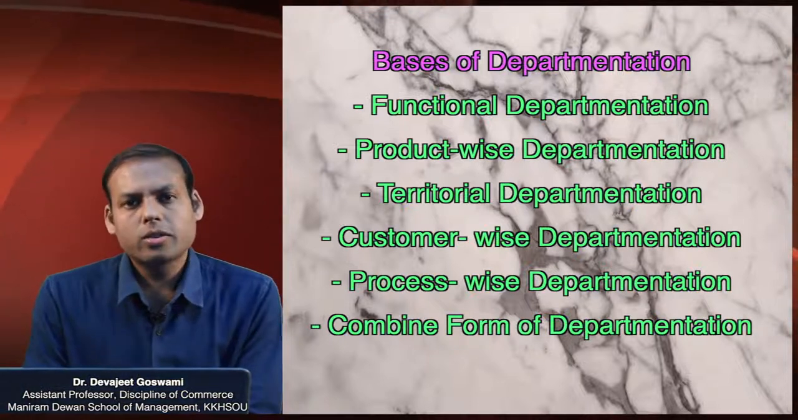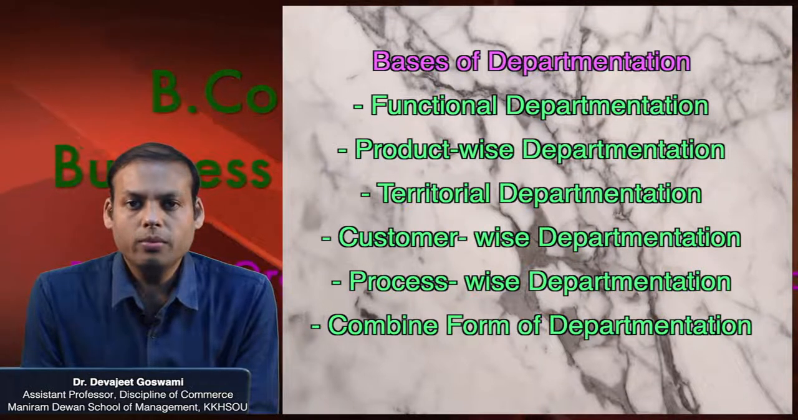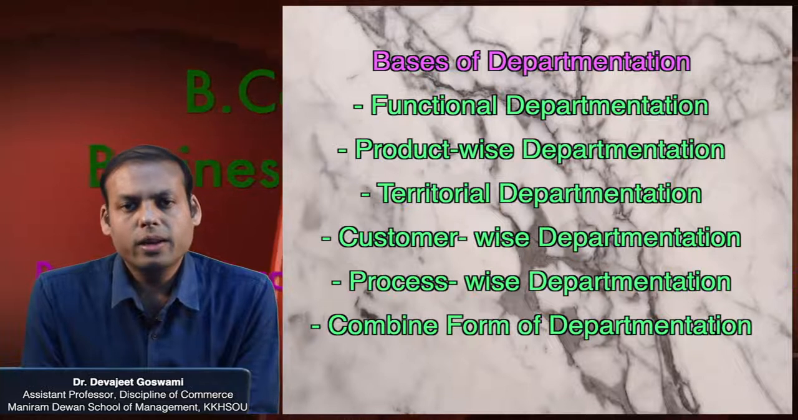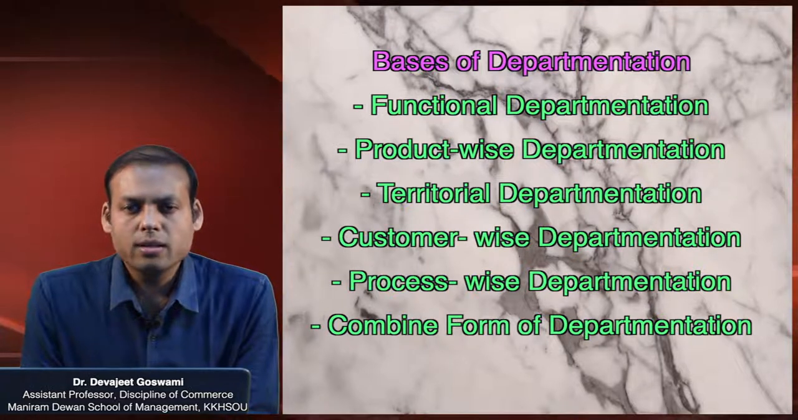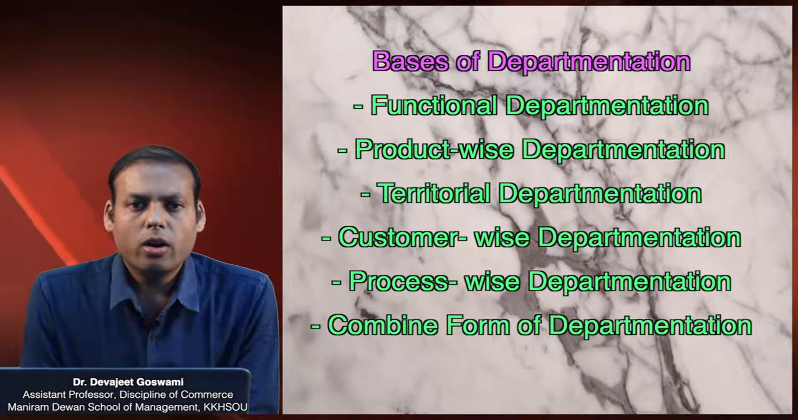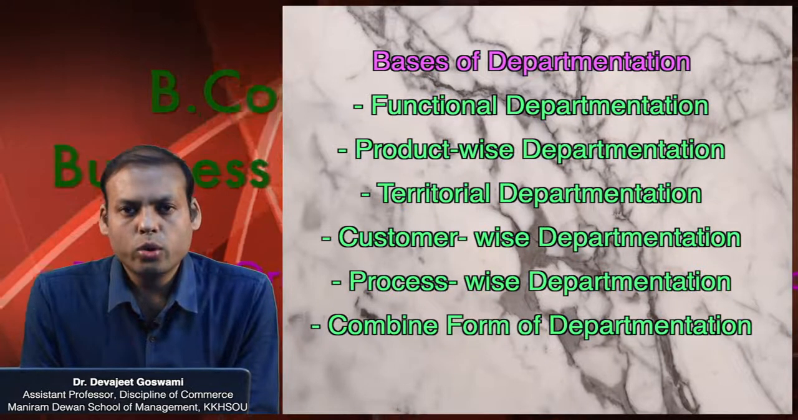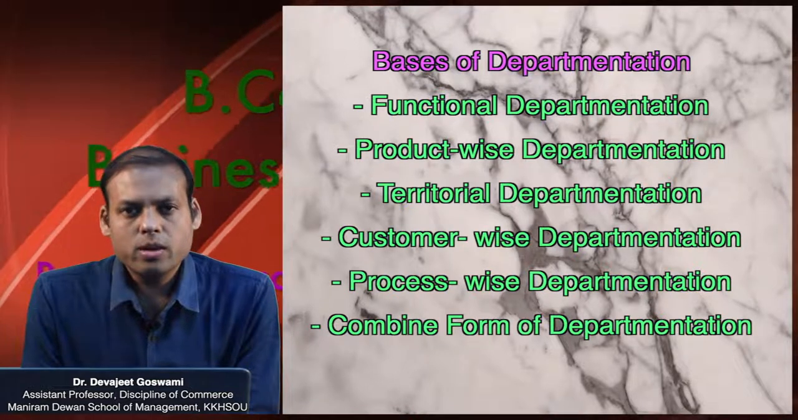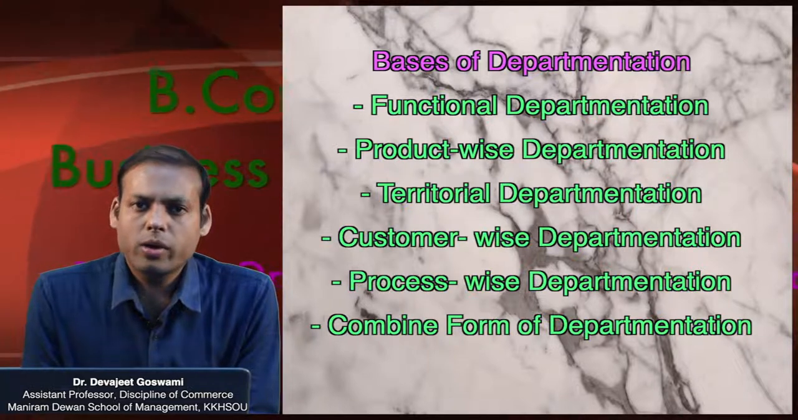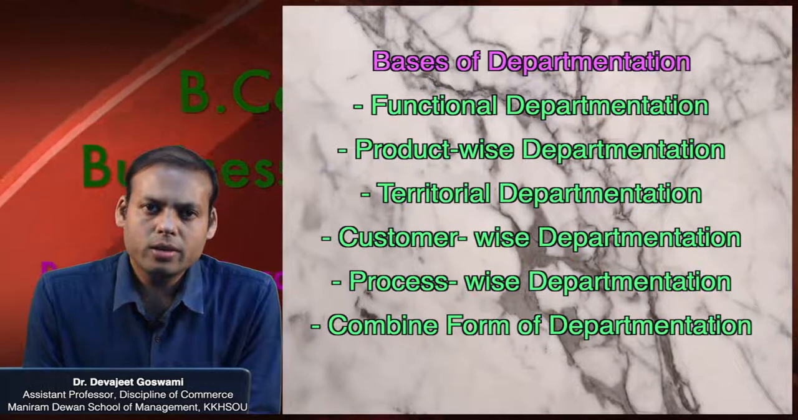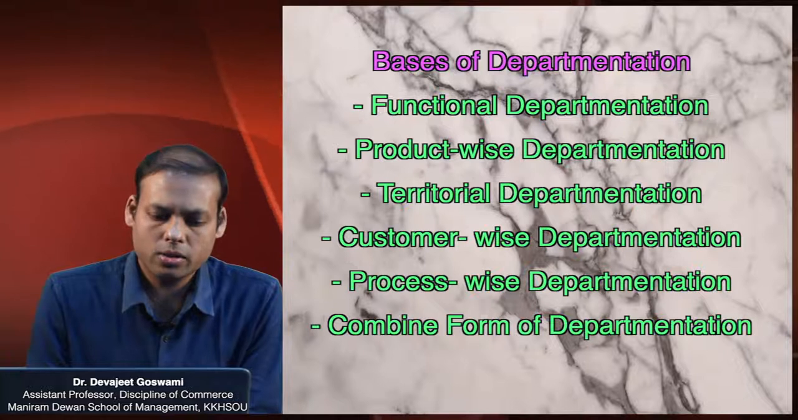Fourth, customer wise departmentation. We can again classify our activities on the basis of the customer. For example, a car manufacturing company can classify its activities as passenger car or commercial vehicle, or four wheeler or two wheeler. The customers of two wheeler, four wheeler, passenger car, and commercial vehicle will be different. On that basis, the organization may classify its activities, that is, departmentation on the basis of the customer that it serves.